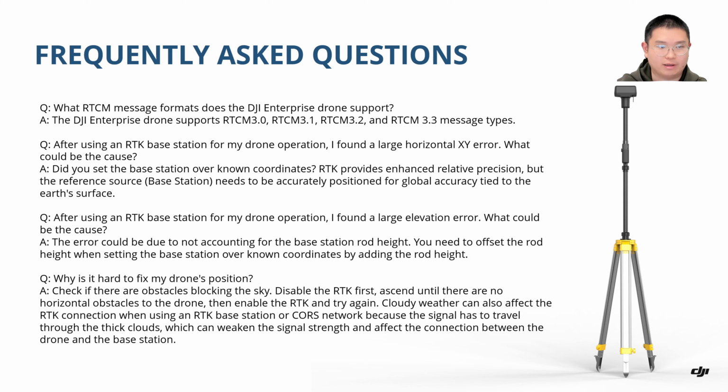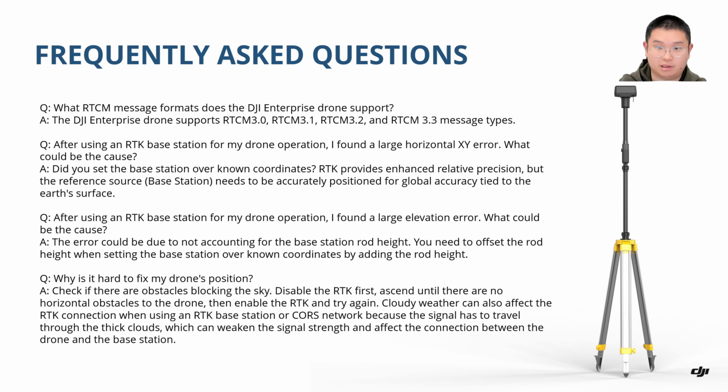The second question we have is, after using an RTK base station for my drone operations, I found a large horizontal XY error. What could be causing this? Very likely you are not setting the base station over a known coordinate, because RTK provides enhanced relative position. However, if the referencing source, which in this case is your base station, is not tied down to a known coordinate, then it is going to give you a consistent XY error.